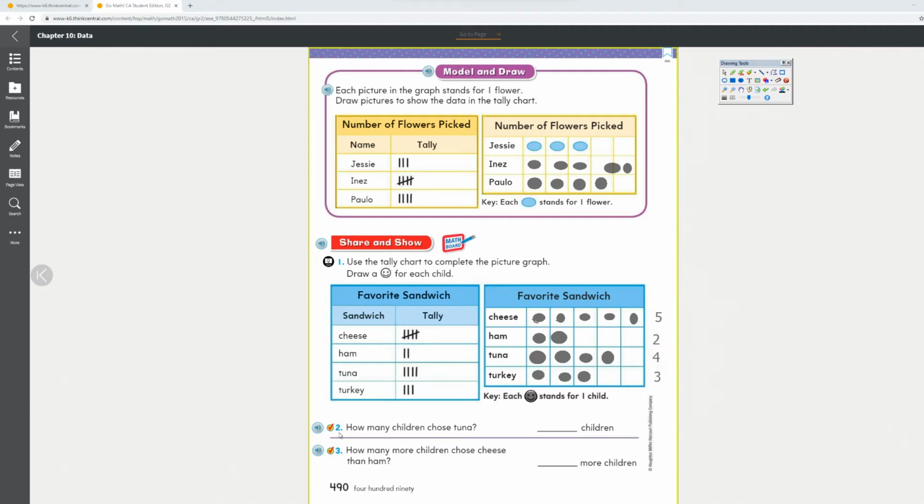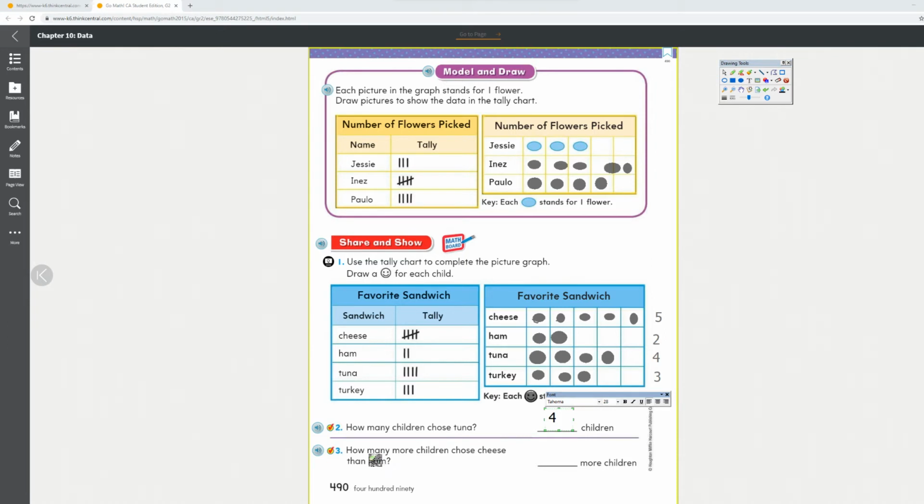So let's answer number 2 then. It should be very easy now. How many children chose tuna? So now you can look at either chart, whichever one you want to look at. So if you choose the tally chart, you can see that 4 tallies means that 4 children ate tuna. If you look at the picture graph, you can see that 4 smiley faces ate tuna, and each smiley face means 1 child. So 4 children like tuna the best. So let's go ahead and write down the number 4 because that's the answer.